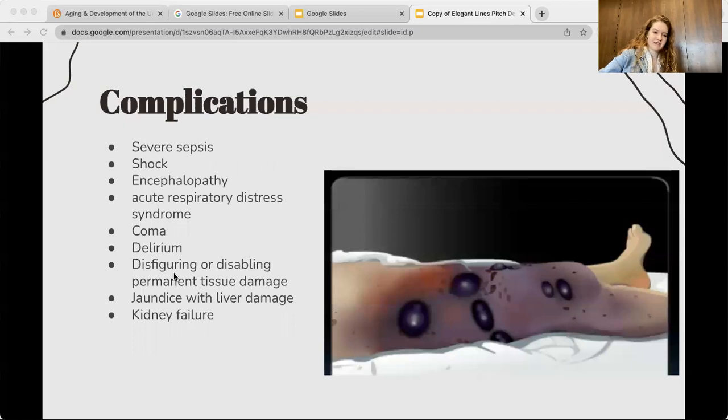So there's a lot of complications of gas gangrene: severe sepsis, shock, encephalopathy, acute respiratory distress syndrome, coma, delirium, disfiguring or disabling permanent tissue damage, jaundice, and kidney failure. A lot of that is due to the fact that the bacteria is spreading throughout the body, and it's kind of just killing everything, all the cells.